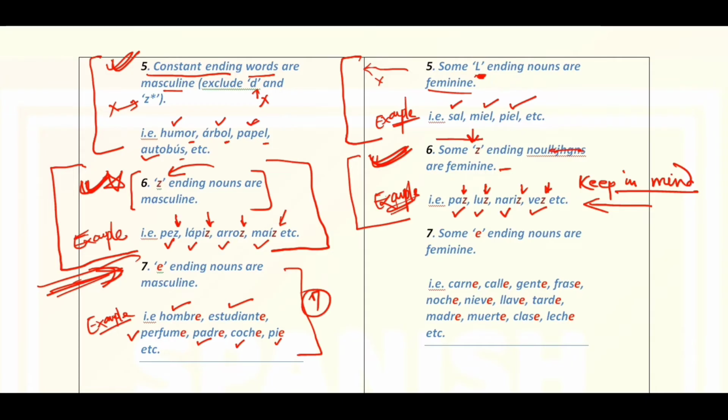Another side, 7th point. Some E-ending nouns are feminine. On the masculine side there were E-ending nouns, and on this side also we have E-ending nouns, but the nature is different. Some examples noted: carne, meat; calle, street; gente, people; frase, sentence; noche, night; nieve, snow; llave, key; tarde, late.